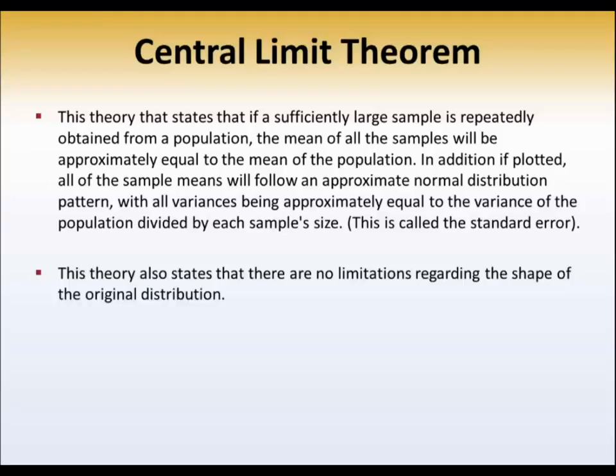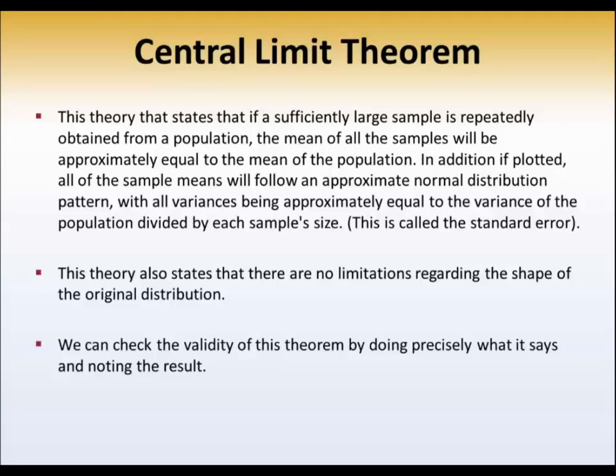This theory also states that there are no limitations regarding the shape of the original distribution. You mean regardless of the shape of the distribution? It could be normal, it could be rectangular, it could be skewed. The shape doesn't make any difference. So if I drew repeated random samples and plotted those characteristics, we would get a normal distribution.